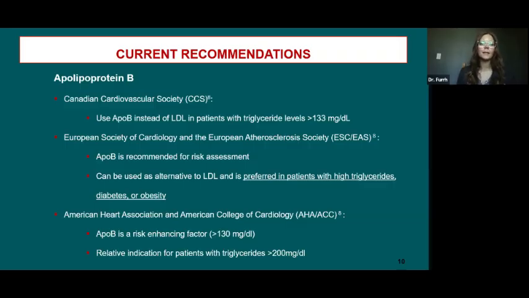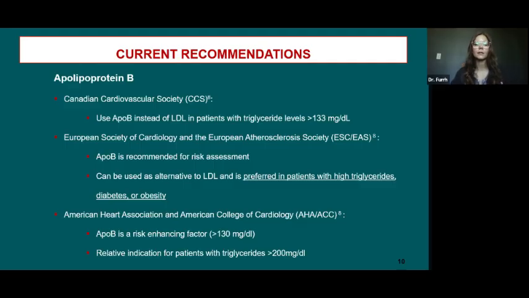The European Society of Cardiology and the European Atherosclerosis Society, they both recommend ApoB for risk assessment, period, for all patients, and it can also be used as an alternative to LDL, and it is preferred in patients with high triglycerides, diabetes, or obesity. Now, if you look at that little underlined sentence here, I think we all know that this statement will apply to probably the vast majority of patients seen in the U.S. healthcare system. So they are definitely saying that ApoB should be utilized more.